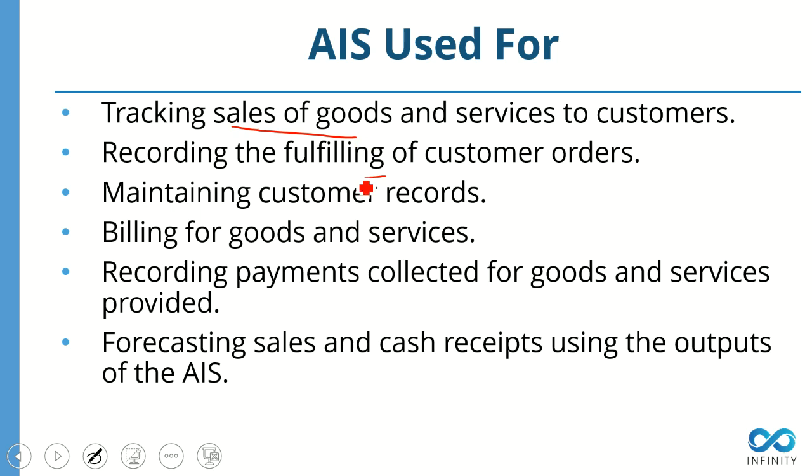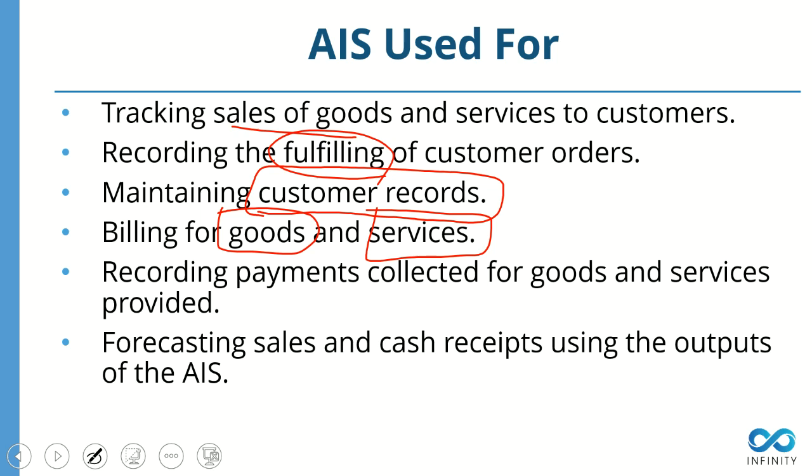and how many orders are fulfilled to the customers, and how much you have to get from each customer, and what data we have about the customer, and how goods or services are billed, or how many items and which category of items are sold more. And also you can use it for recording the payments and even forecasting sales and forecasting cash, and all of that you can get done through an AIS.